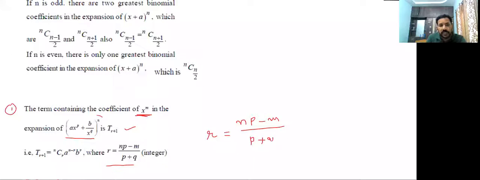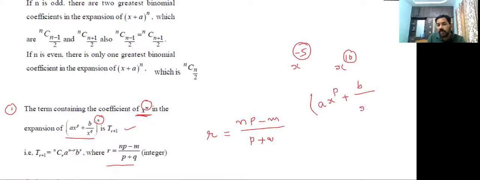n means, we know, that is the power. What is m? What they are asking, the coefficient, that is the coefficient of x^m. Coefficient of x^(−5) means m value is −5. Coefficient of x^10, m value is 10. Then how to identify the p and q values? See, ax^p + b/x^q. In the first term, the numerator x power coefficient, in the second term, the denominator x power coefficient, those are the p and q values.